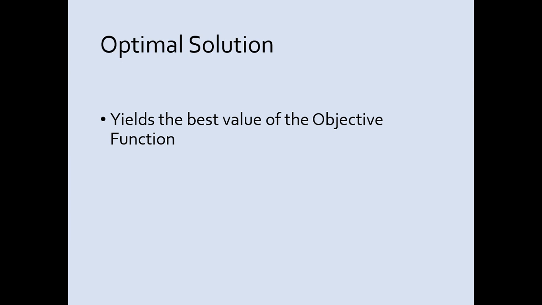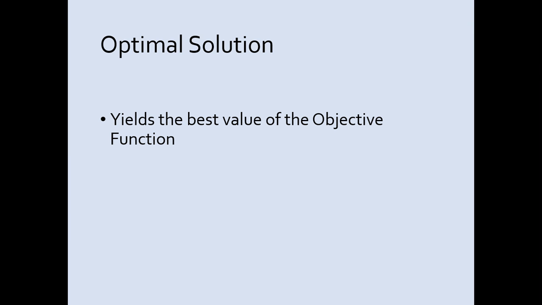Once your problem is solved, taking into account all the constraints, it is called the optimal solution, which may be maximization or minimization. This yields the best value of the objective function. So, this is the maximum profit or the minimum cost that is possible for this company with the constraints, because you only have 10 laborers, you can only produce this much, and that can be your maximum profit.